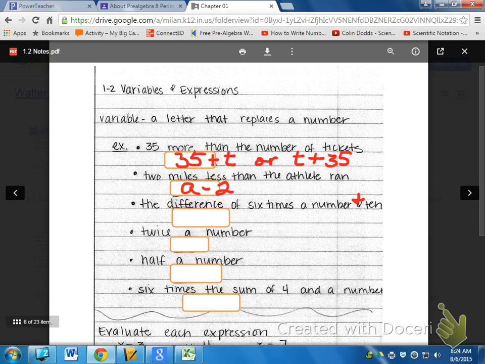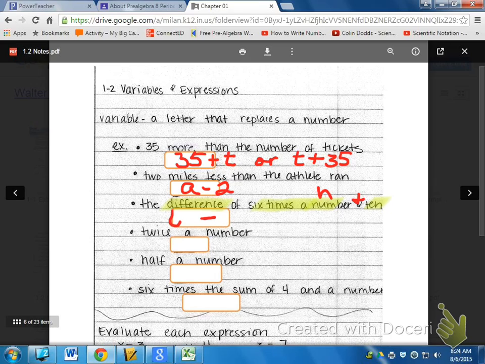What would be a good variable for a number? N. All right. Now, one thing I want you to notice here on this one, it is the difference of something and something else. So be very careful when we write this. So we already said we're going to use an N for that number. What does difference mean, Tori? Subtraction. We're going to put a subtraction in there. And what are we subtracting? What should come first? 6 times a number.